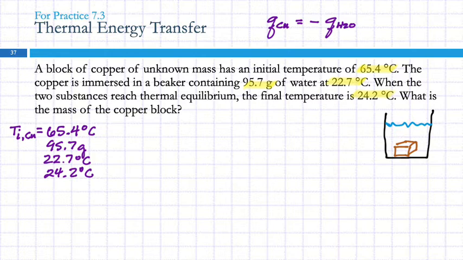And it's immersed in a beaker of water containing this much water, right? So that is a mass. That is the mass of the water. Beaker containing this much water at 22.7. So this is the temperature of the water, right? Is that the initial or the final temperature of the water? The initial. When those two substances reach thermal equilibrium, the final temperature is 24.2. So this is the final temperature. Of which thing? Of both things, right? They come to the same temperature at the end. So that's the temperature for the copper and for the water. So I'm just going to call it TF.